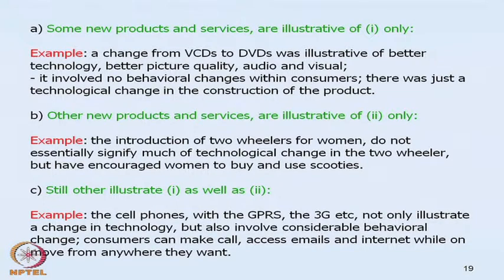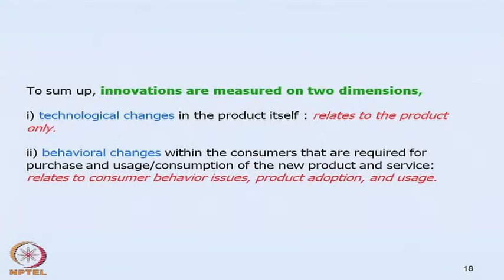Some products are illustrative of only one of these. That means they are just illustrative of technological changes. Some are illustrative of only behavioral changes, and some embody both technological and behavioral changes. So let us see, a change from VCDs to DVDs was illustrative of better technology, better picture quality, better sound effects and better visuals. So it involved no behavioral changes at all. There was just a technological change in the construction of the product.